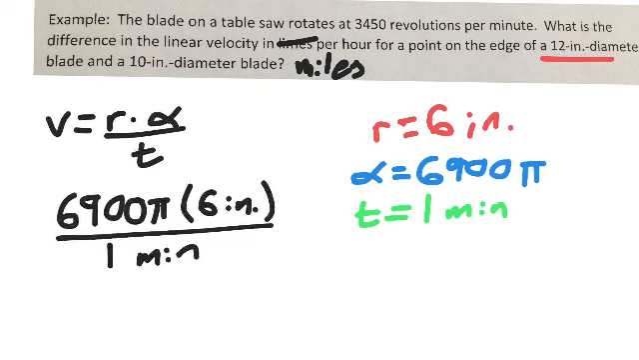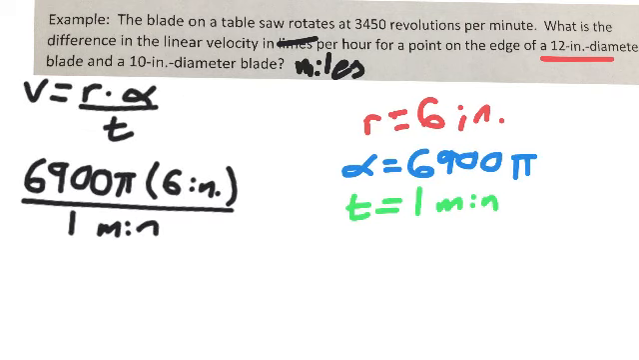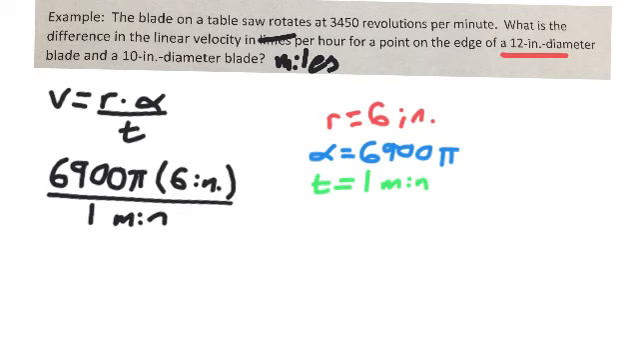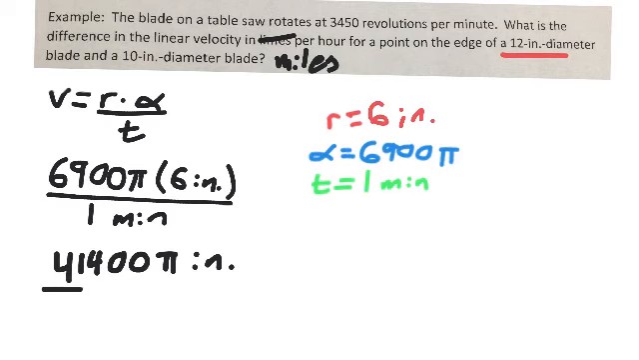So that would be the velocity of the 12-inch diameter blade. So we multiply that out, we get 41,400 pi inches a minute.